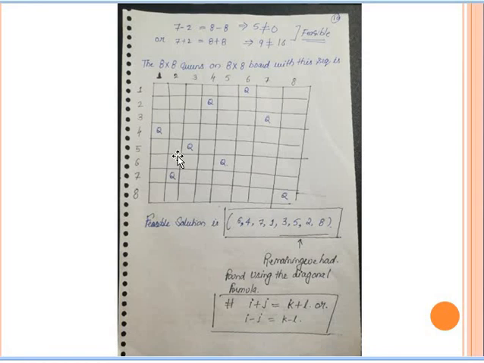On getting the dead end, we do the backtracking. After that we got the solution like this: 6, 4, 7, 1, and for the remaining queens 3, 5, 2 and 8. Here we have one formula: i plus j is equal to k plus l, or i minus j is equal to k minus l. The remaining queens we found using the diagonal formula.